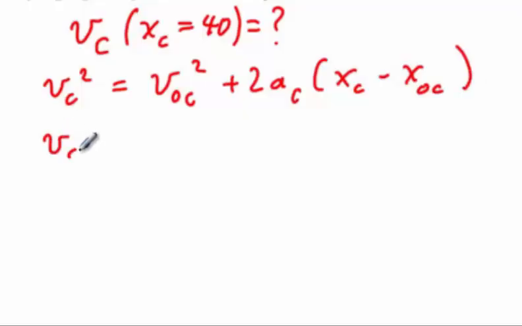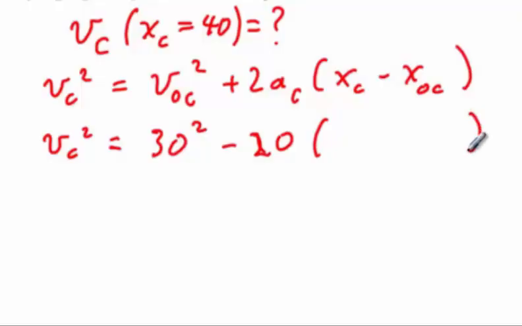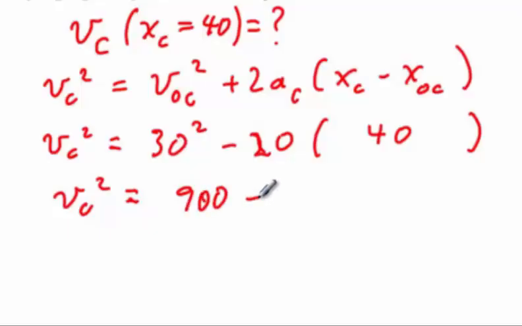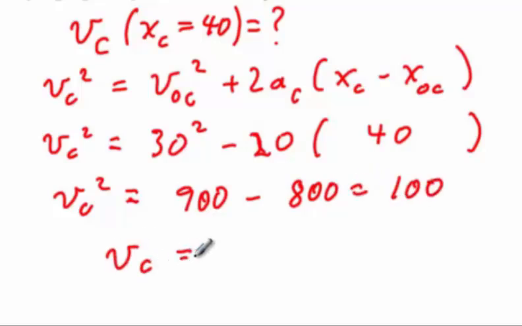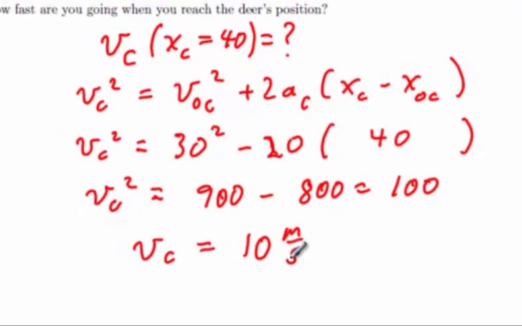So velocity of the car squared will be equal to 30 squared. Twice the acceleration is minus 20, and x minus x0 is an x of 40 as requested in our own question, minus the x0 of the car, which is 0. This gives us velocity of the car squared is 900 minus 2 times 4, which is 8 with 2 zeros, 800, which is 100, so the velocity of the car at this point is the square root of 100, and so it's 10 meters per second.